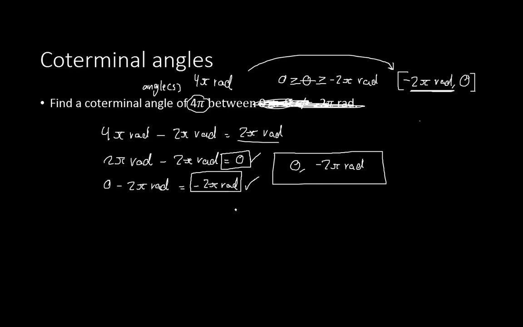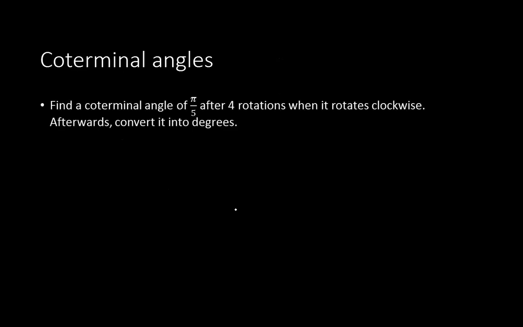All right. Next, find the coterminal angle of pi all over 5 radians after 4 rotations when it rotates clockwise. Afterwards, convert it into degrees. Wow, that's actually a big word, but don't worry, we can still answer that.